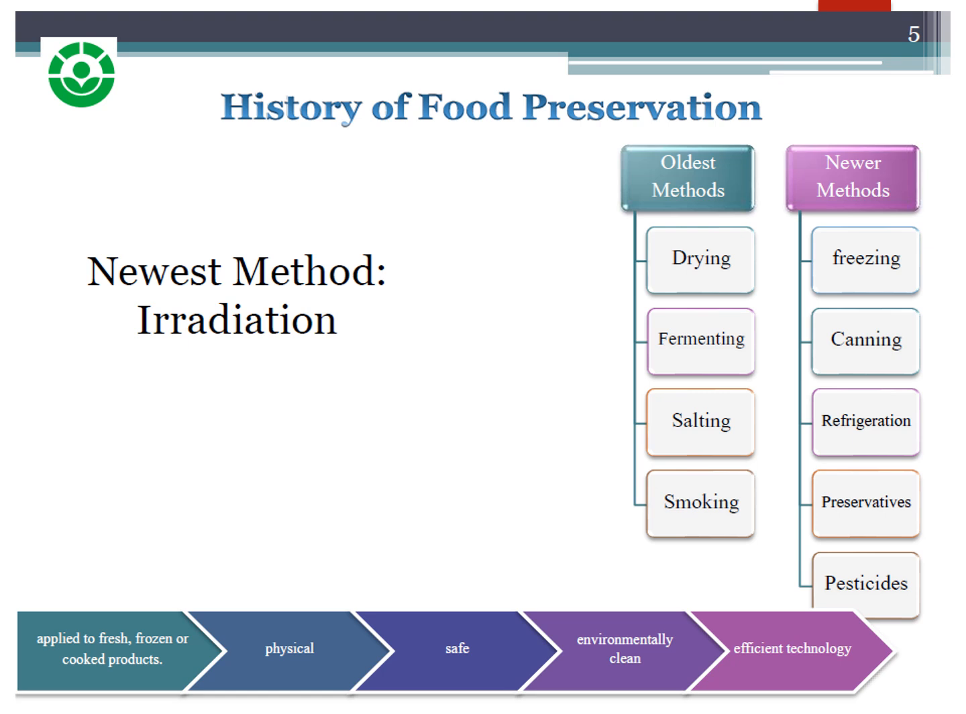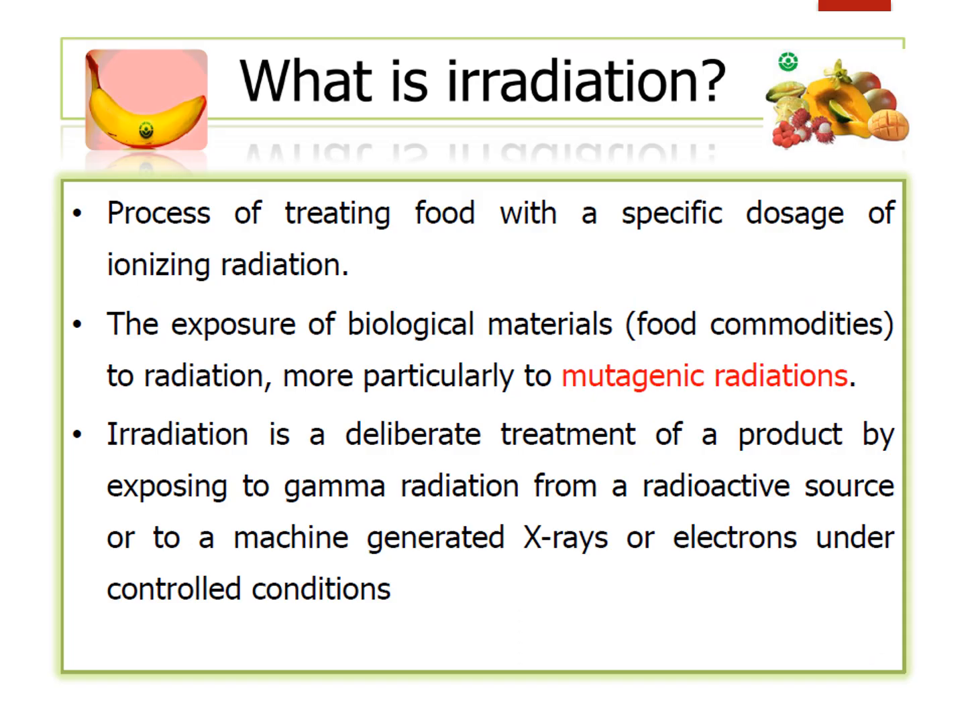The most advanced method nowadays used is irradiation. Method is food irradiation. Next we see what is food irradiation. What are the sources used for irradiation? What is irradiation? Irradiation is a technology that improves the safety and extends the shelf life of foods by reducing or eliminating microorganisms and insects.